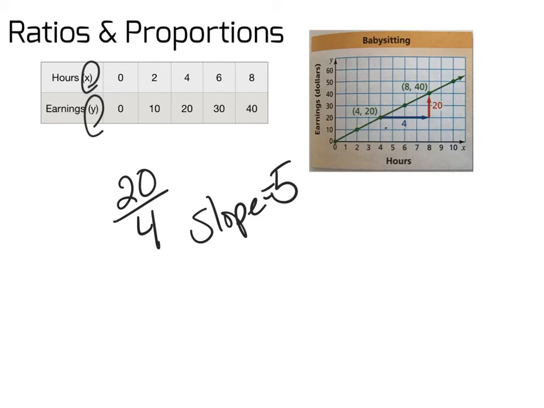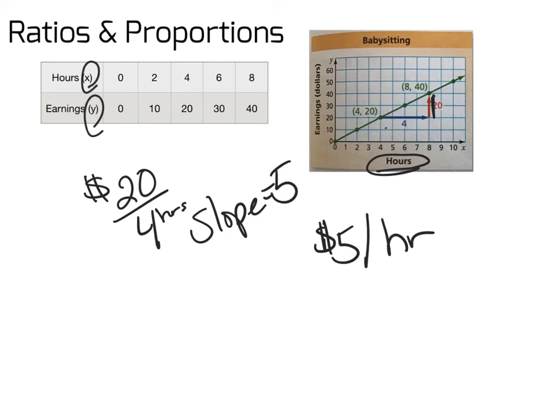So let's go back and look. I know that my 4 represents hours, and my 20 represents earnings. So in 4 hours, I earned $20. So my slope of 5, my change of y over x, is like my unit rate. I earn $5 per hour. That's how you interpret that.